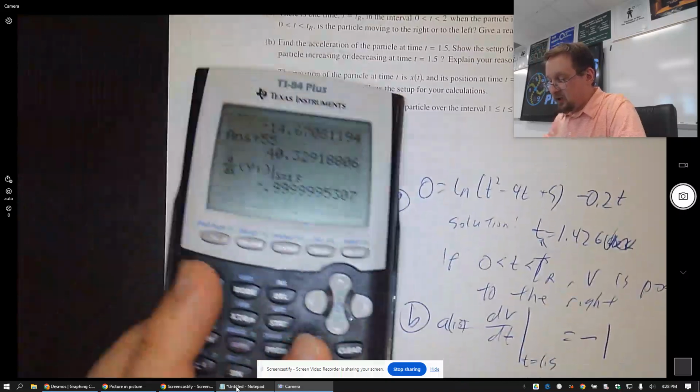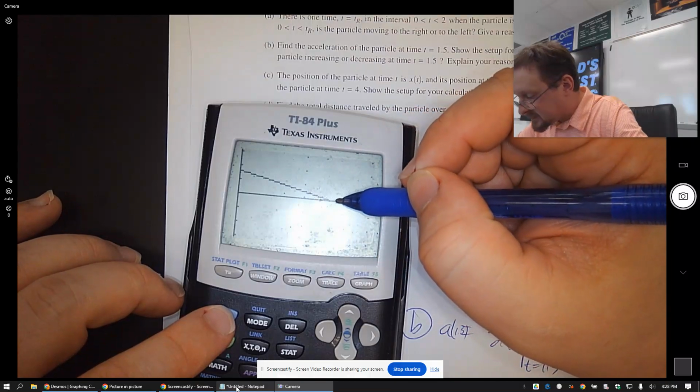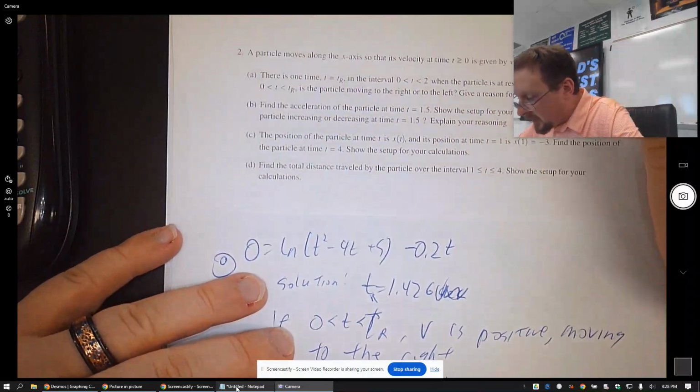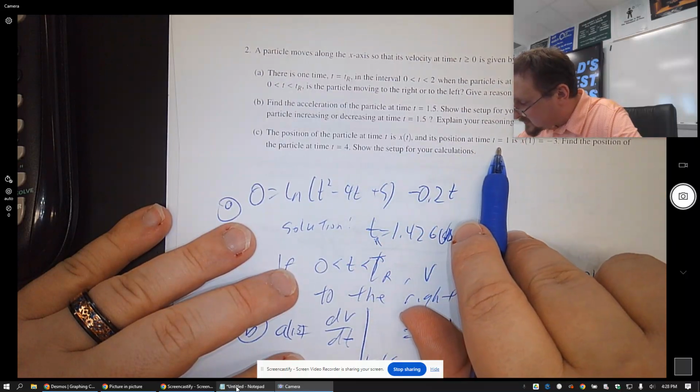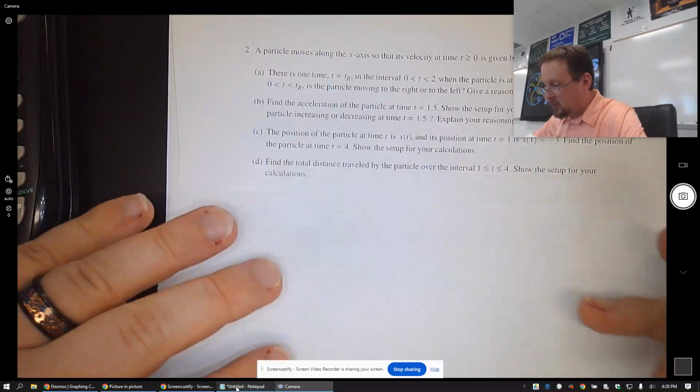Also, you can just look at the graph and see that the speed, which is the absolute value, decreases, then the speed begins to increase after TR. Okay, let's see. The position of the particle is x of t, and its position at time 1 is -3. Find the position of the particle at time 4.